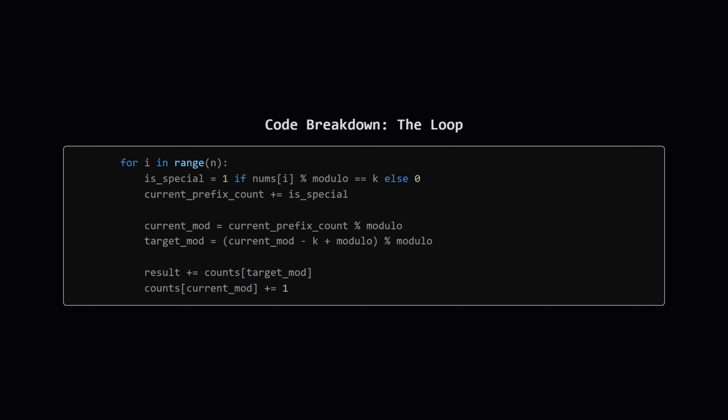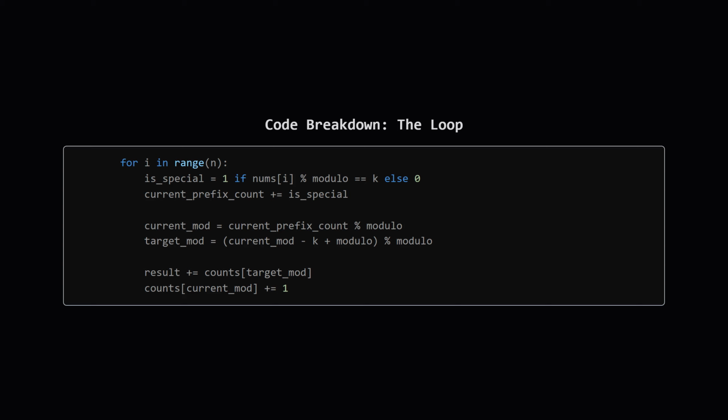Remember, target_mod is the value we wish a previous prefix count modulo had, so that the difference matches k. The crucial step: we look up target_mod in our counts map. counts[target_mod] tells us exactly how many previous points L had the right prefix count modulo value to form an interesting subarray ending at the current r. We add this number to our result. Finally, we update the map for the current state. We increment the frequency count for current_mod, because we've just encountered one more prefix count that results in this modulo value.